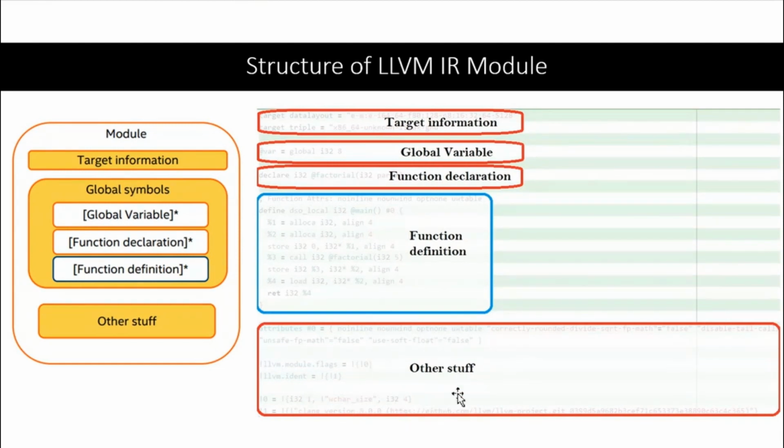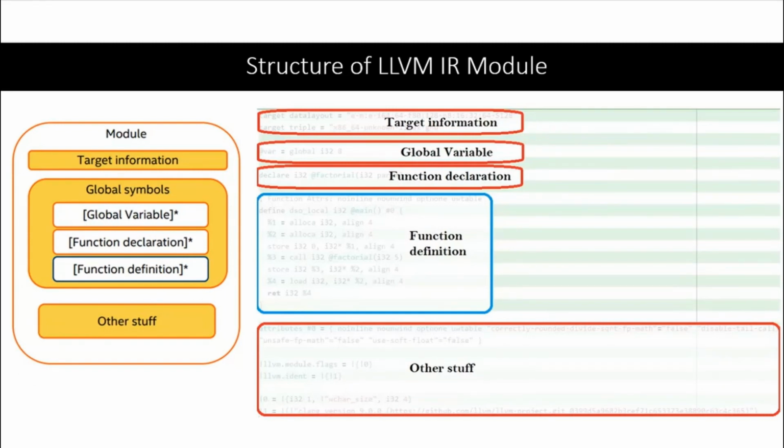I'm not sure what this other stuff is. It's some kind of attributes that is automatically generated by Clang if you compile C code into LLVM intermediate representation code. But for now, we won't worry about that.